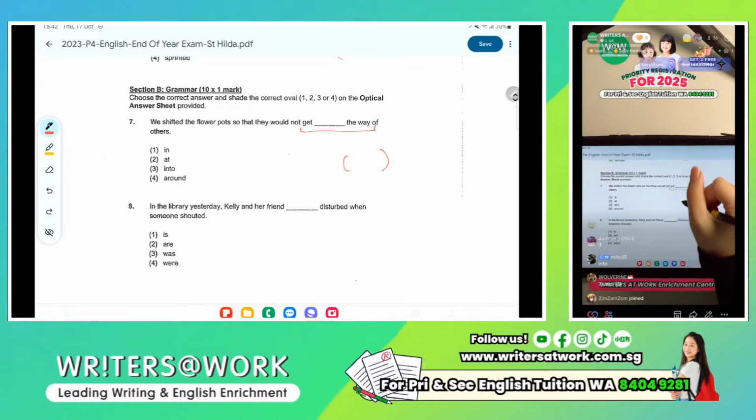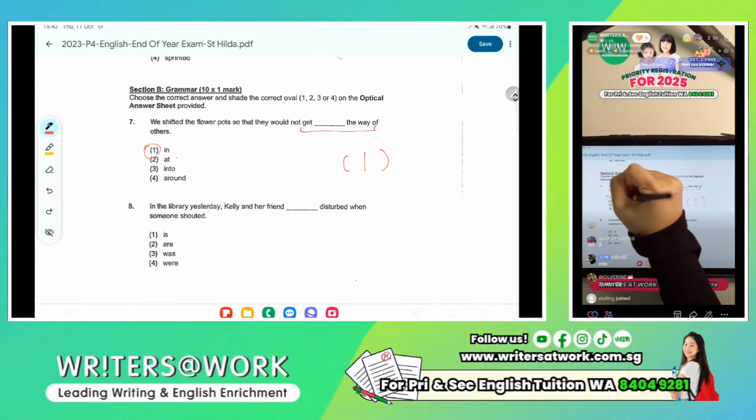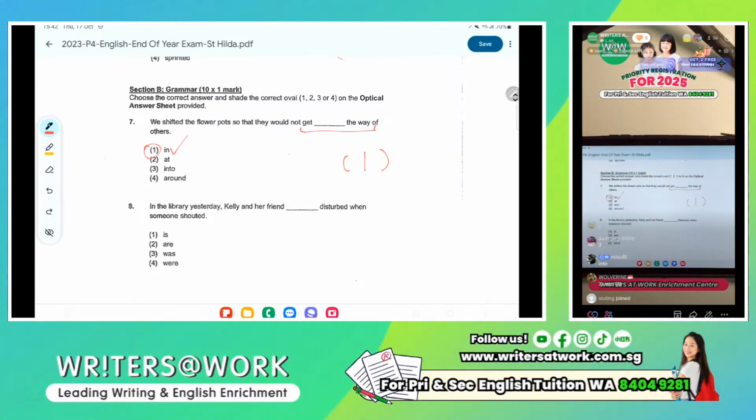It is actually in. Okay, everyone, it is actually get in the way. It is not get into the way, because the way you just need to enter it. You don't need to go into the way. So please remember, don't make this mistake during your exams. So get in the way, not get into the way.